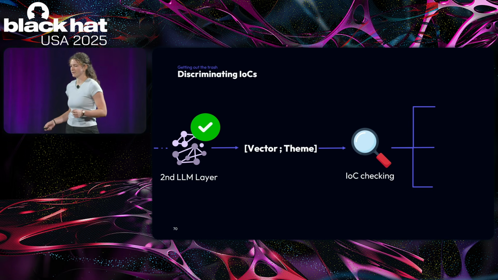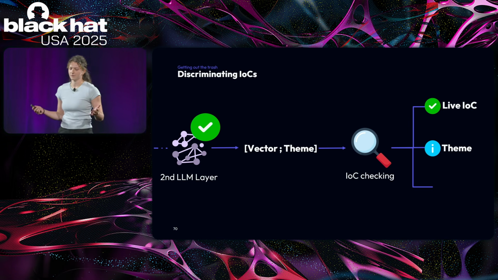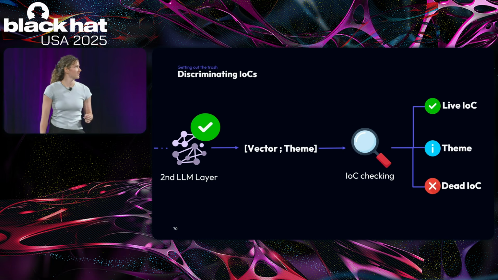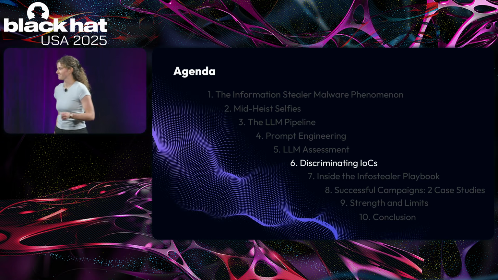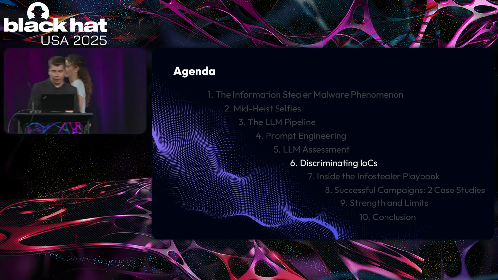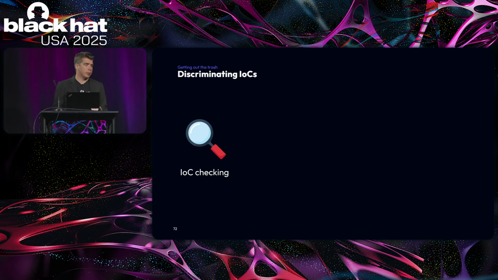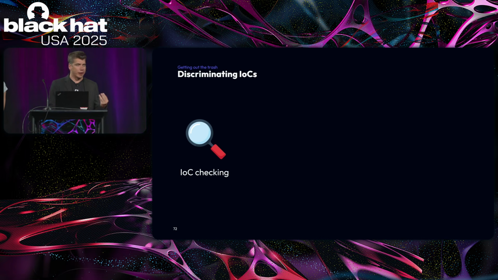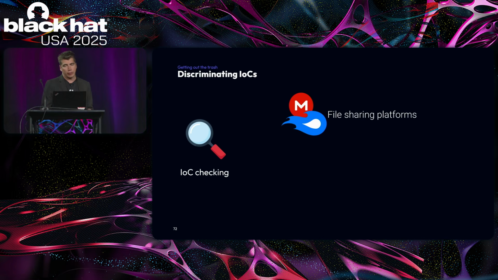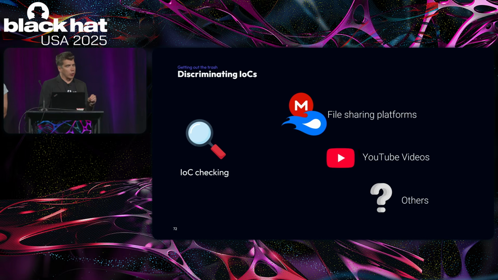The IoC checking would aim to discriminate between the live, the theme, and the dead IoCs, so we could curate the IoC feed. And this is me. So when looking at discriminating the IoC problem, we were dealing with a bunch of URLs. Most of these URLs were part of 3 different categories: file sharing platforms, YouTube videos, and then everything else. So we had heuristics specifically per type of category.